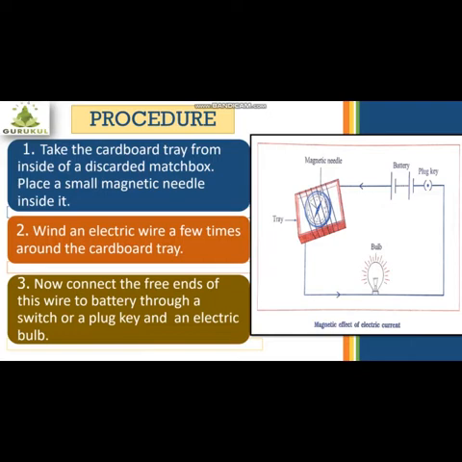The third step: now we have the open ends of the electric wire. These two free ends of the wire will be attached to a battery, through a switch and an electric bulb. So this is the electric circuit that we are going to complete. We are going to attach this electric wire to an electric circuit which will contain the battery, plug key, and bulb, everything attached to it.